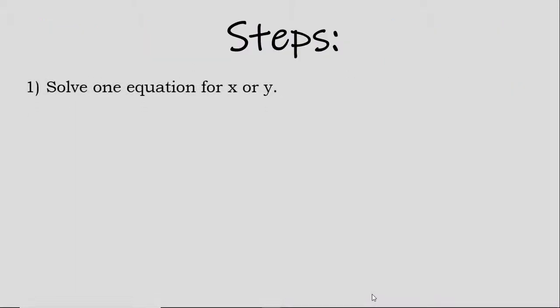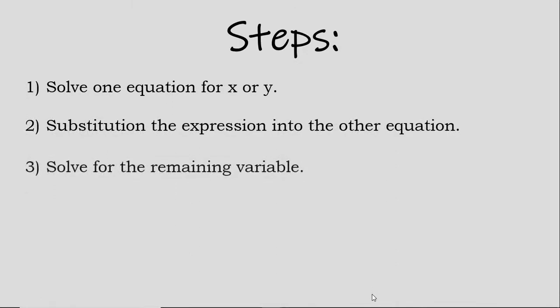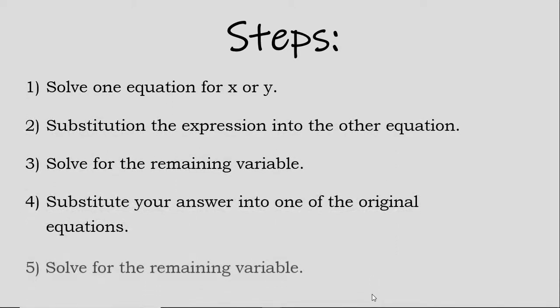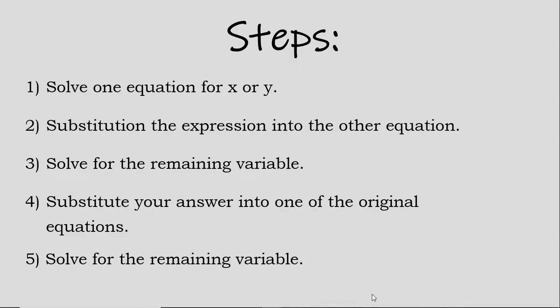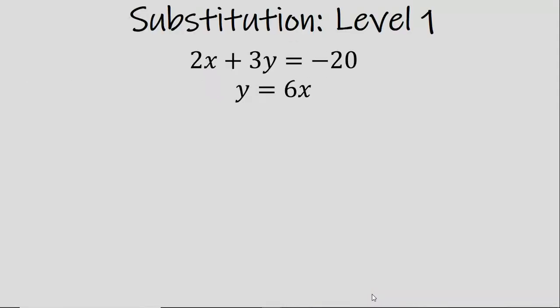In order to solve systems of equations using the substitution method, there are 5 steps. First, we must solve one of our equations for x or y. Then we can substitute its expression into the other equation and solve for the remaining variable. Once we have one of our variables' answers, we can then go back into one of our original equations and substitute our answer. And finally, we can solve for that remaining variable. So let's keep these steps in mind as we look at our next example.